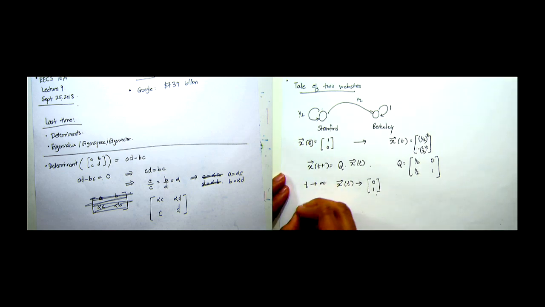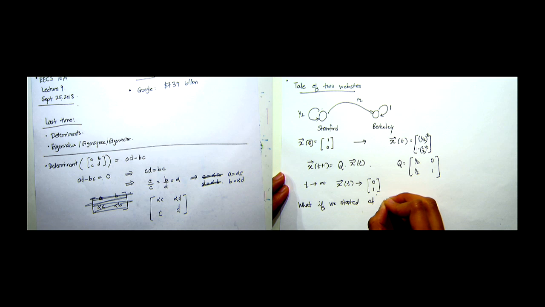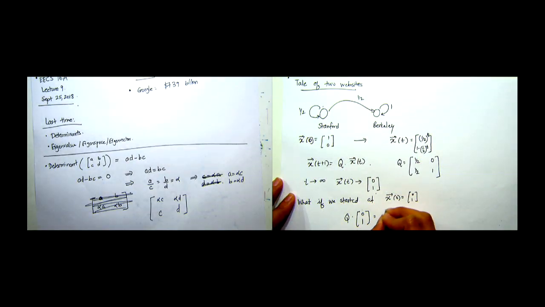And we said, well, if we started out in this state, you're going to end up at 0, 1. But what if we started at x of 0 equal to 0, 1? Would the reverse happen? If we started at 0, 1, maybe everyone would then end up on the other website. Does that happen? No, it doesn't happen, right? If we start at 0, 1, what is q times 0, 1? Q times 0, 1 is equal to 1/2, 0, 1/2, 1 times 0, 1. What is this matrix multiplication? This gives me a 0 here. And this gives me exactly a 1 here, right?